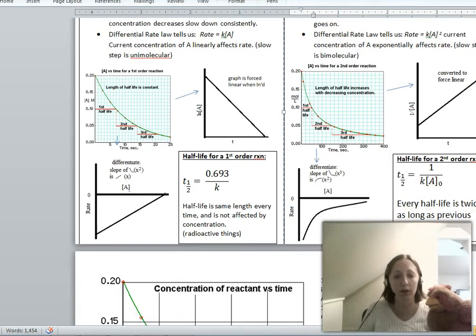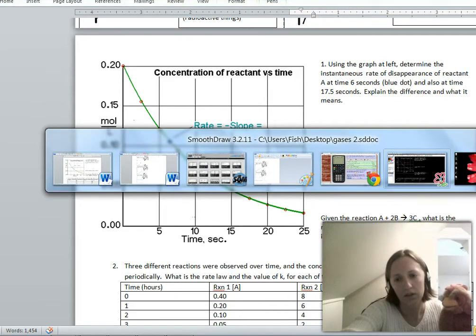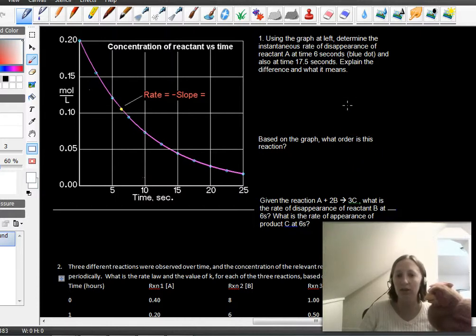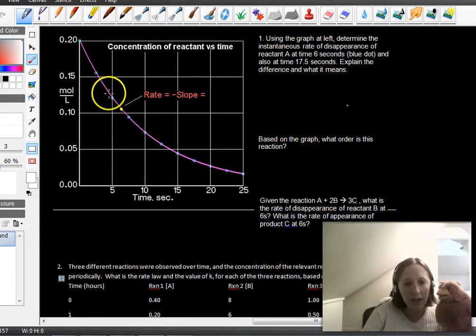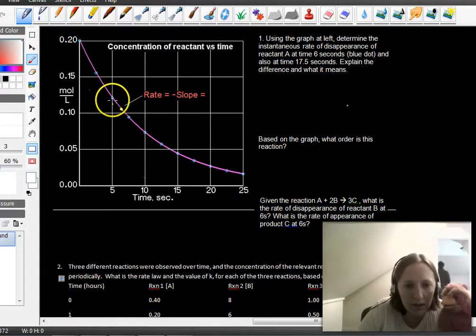All right, now for some problems. And I'm going to switch over to my black pen screen. There we go. All right, using the graph at left, determine the instantaneous rate of disappearance of reactant A at time 6 seconds, and also at time 17.5 seconds. Explain the difference and what it means. If you remember from math class, the way that you find the slope at a particular point on a curve is you draw the line tangent to that curve, and I'm going to do that, and it's not going to be pretty, but you should be doing this with a ruler.